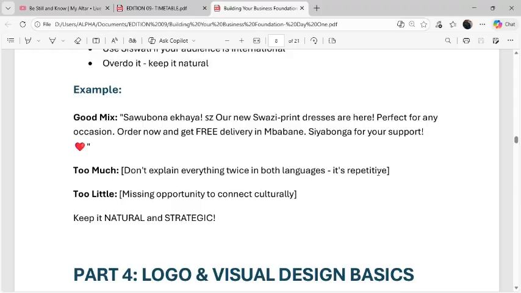Then, too little, missing an opportunity to connect culturally. So make sure that you drop these words along the way so that people are drawn into what you are saying. So keep it natural and strategic. You get?